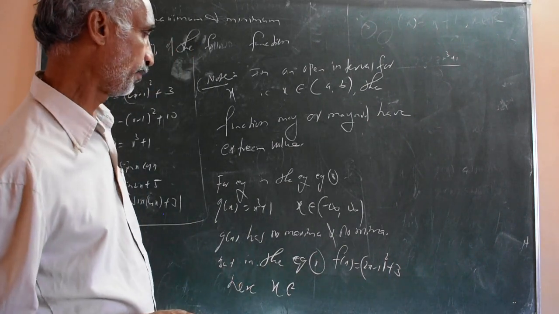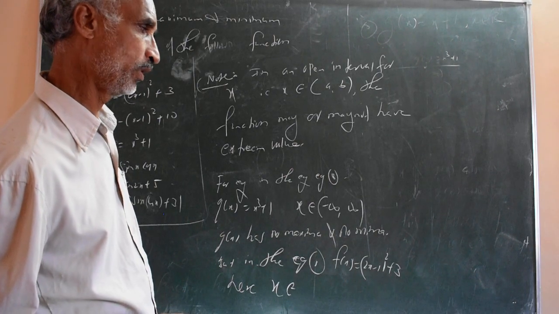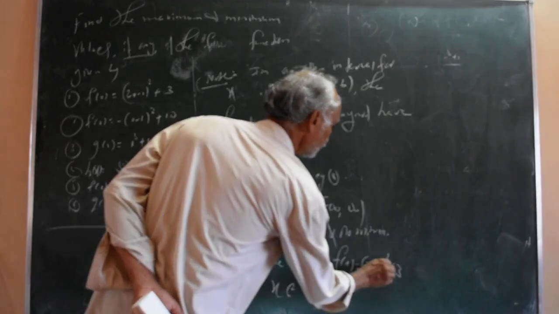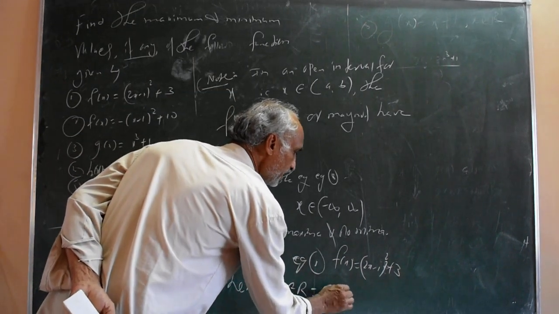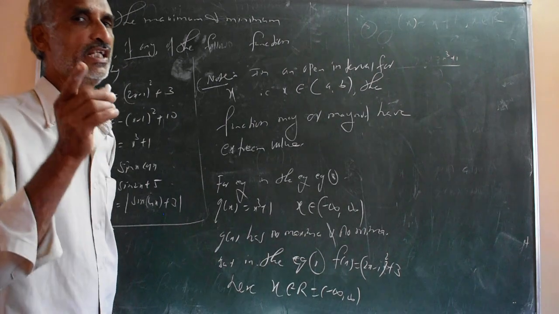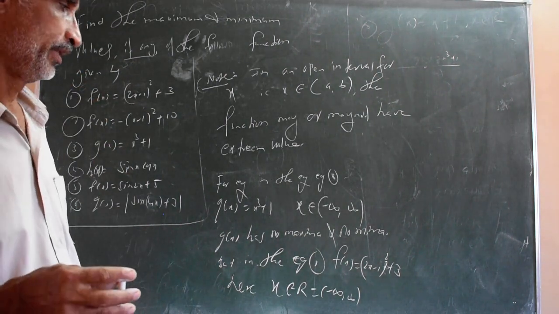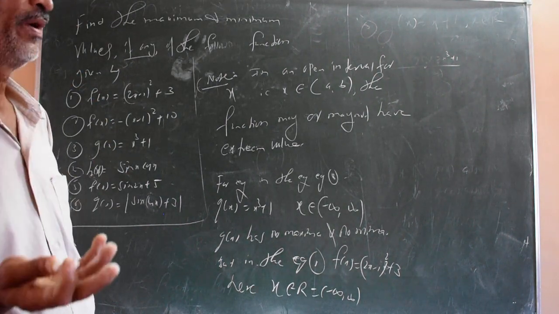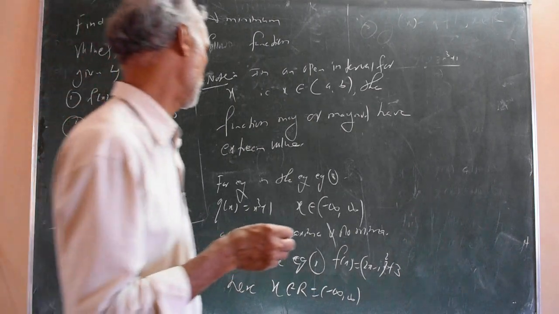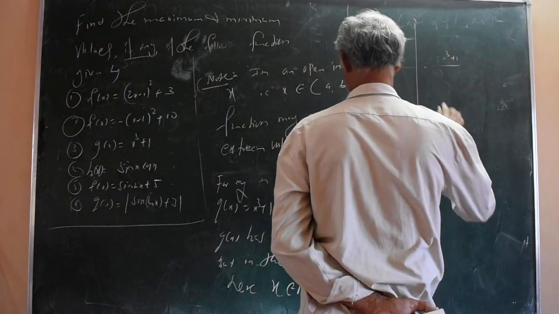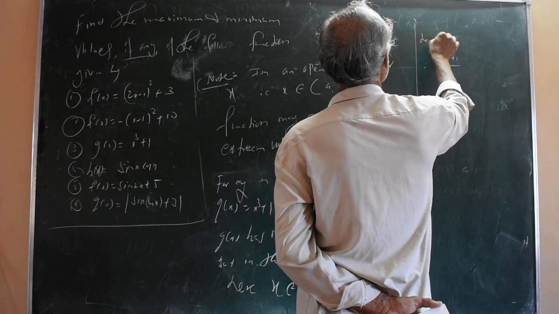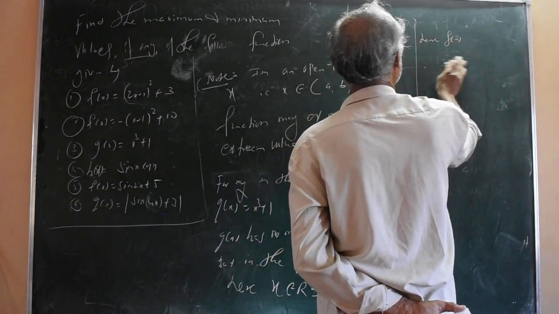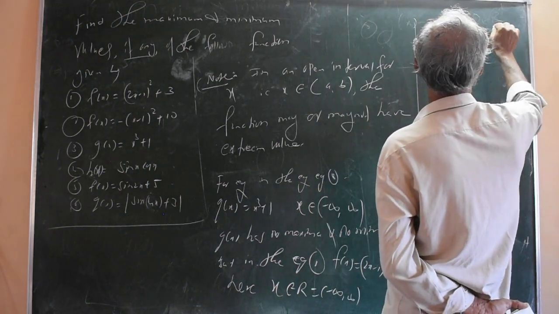But in this example 1, f of x is equal to x minus 1 the whole square plus 3. Here x belongs to R, the open interval minus infinity to plus infinity. It has one minimum value, that is 3, and no maximum. A function may or may not have extreme values. So here f of x has the minimum value.